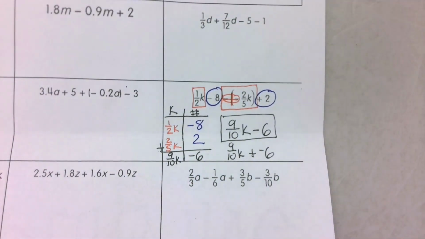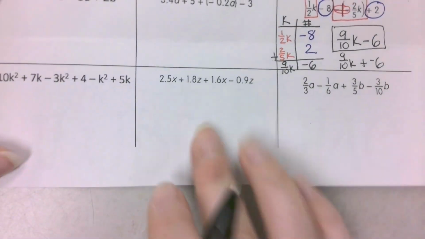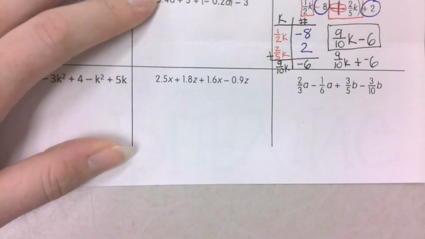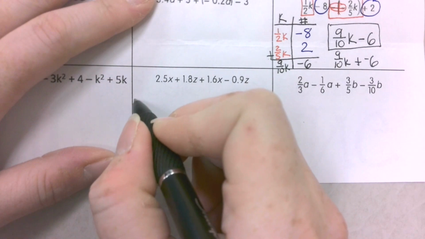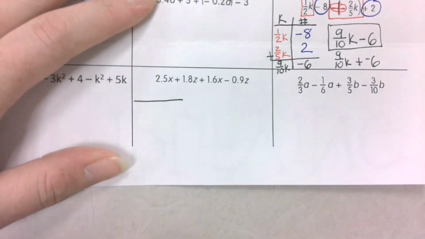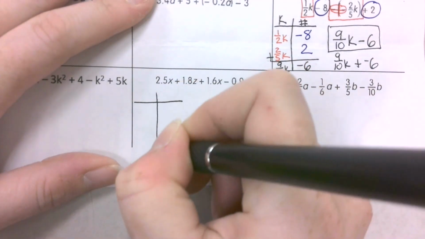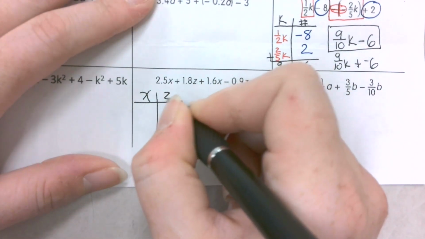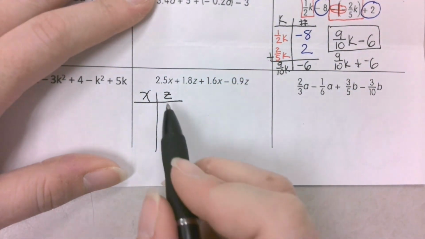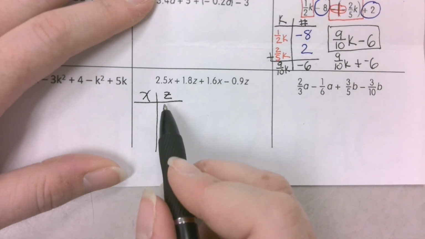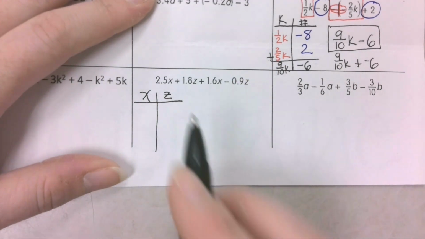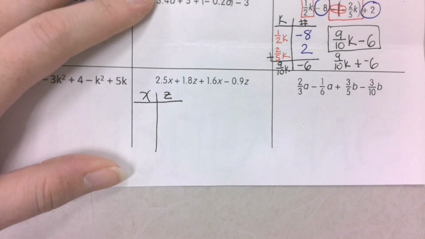All right, next let's slide on down and take a look at this one. Again, we're going to make our T-chart. How many columns should we have? Hopefully you said 2. We need an X column and a Z column. I make my Z's like that because my Z's kind of look like 2's, so that's a Z. Now let's identify our like terms.